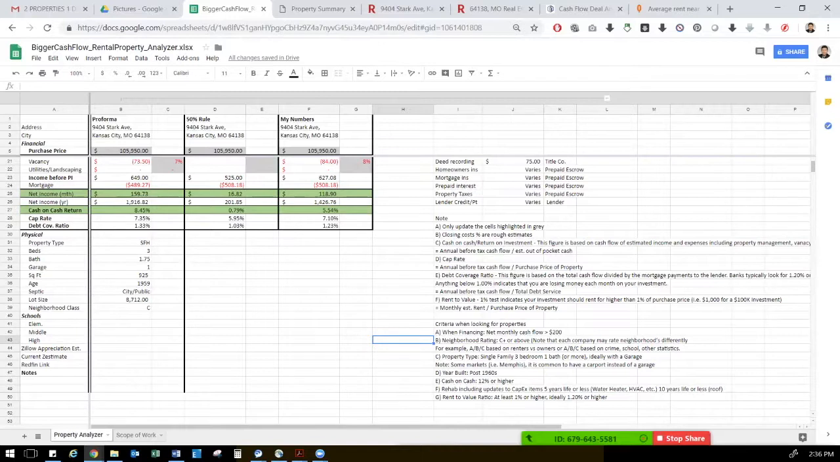And please note that each neighborhood is rated differently. It might be an A or B or C based on the number of renters versus owners or based on crime rates, school, or other statistics. One way you can check out the crime rates is go to Trulia.com, and Trulia has a heat map, and it's like a red, amber, orange, green. Let's actually do it right now.